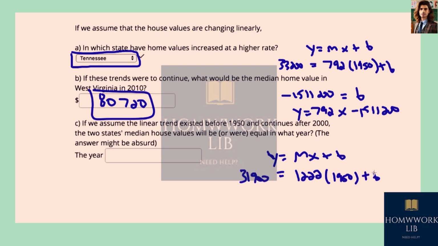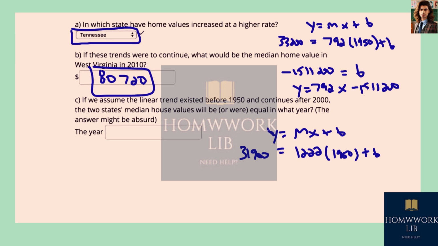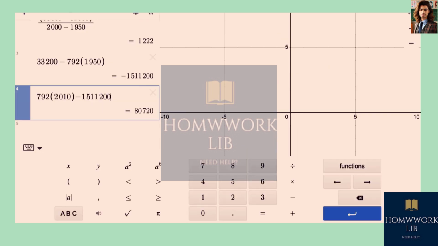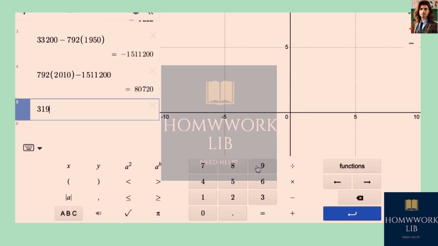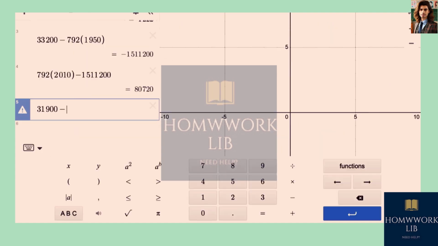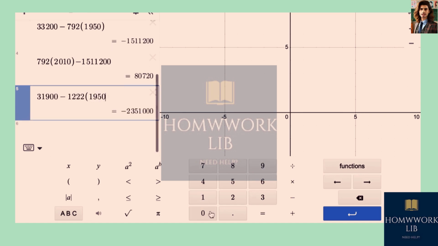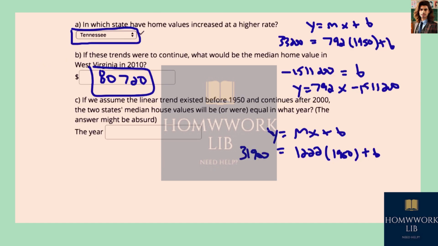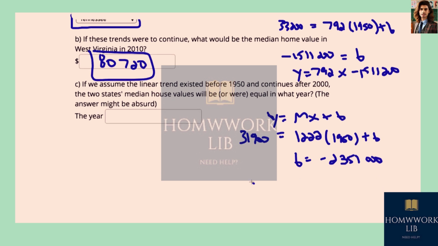We need to find what b value this happens for. So it'd be 31,900, and we'll subtract 1222 times 1950. And we get negative 2,351,000. And so the formula is y equals 1222x minus 2,351,000. And we want to set that equal to the formula for West Virginia, which was 792x minus 1,511,200.